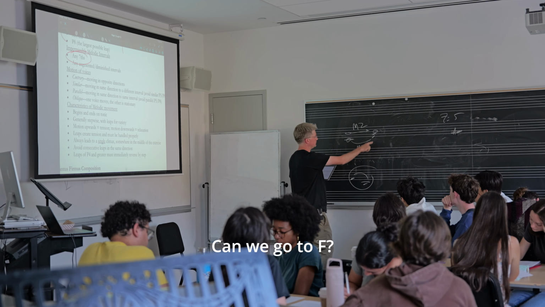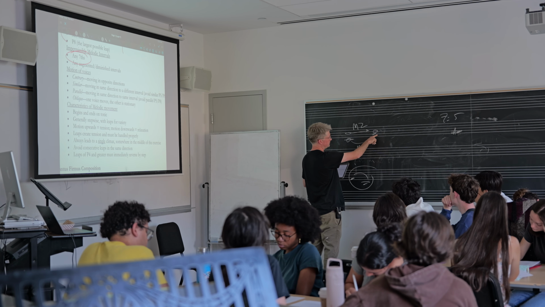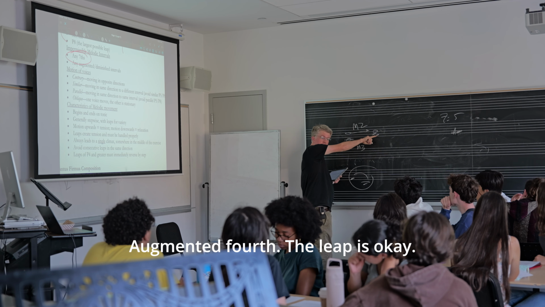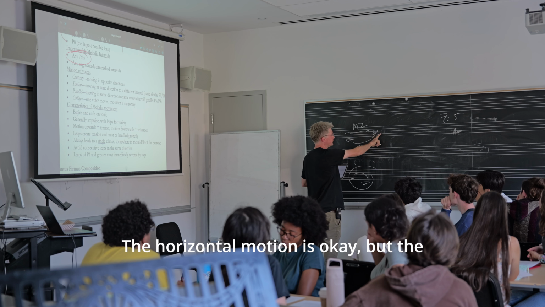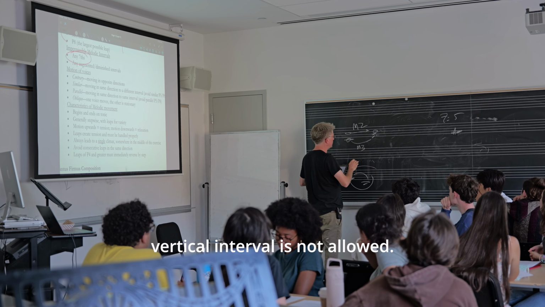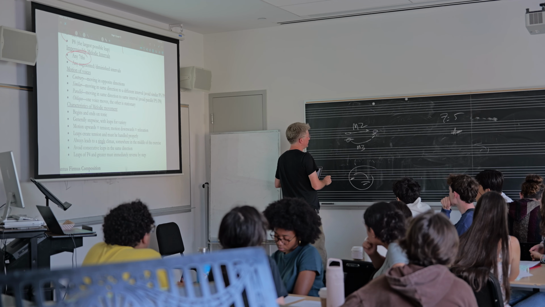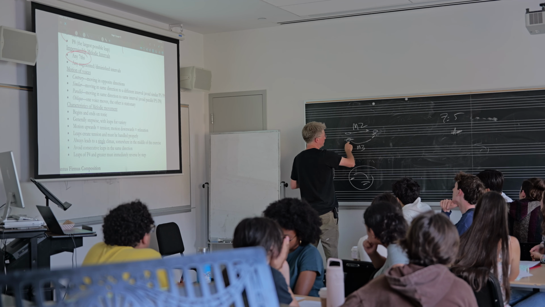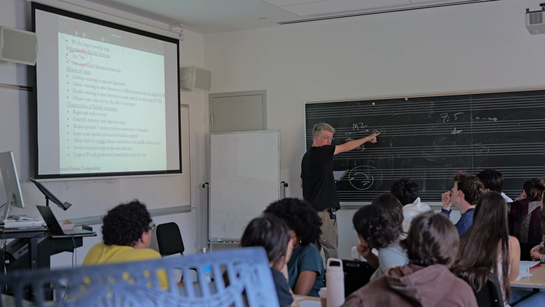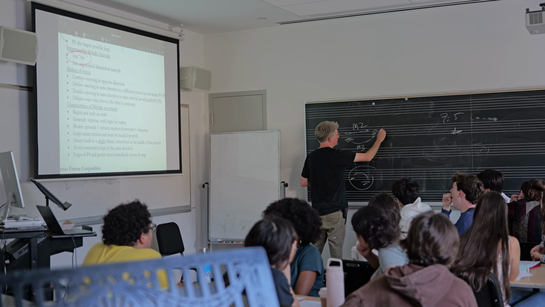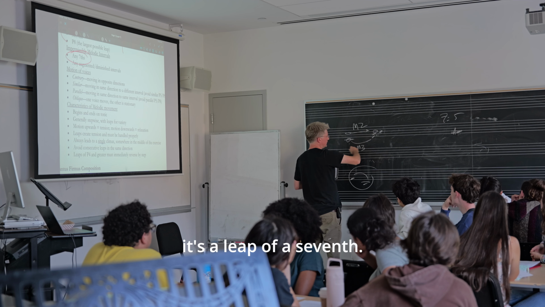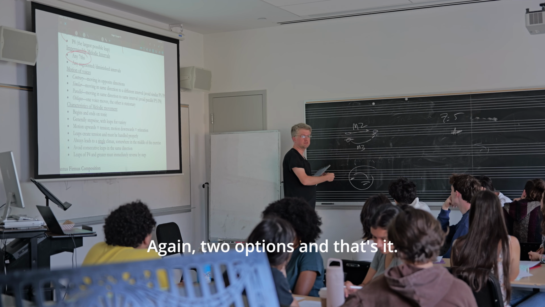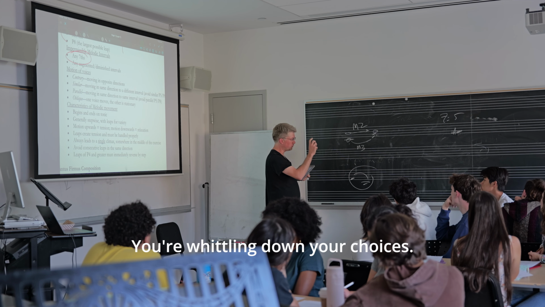All right, can we go to F? No. What interval is that? Augmented fourth. The leap is okay, right? The horizontal motion is okay, but the vertical interval is not allowed. We can't go to an A, because that would make a major second. That's a dissonance. Can we go to a B? No, it's a seventh. I'll talk about unisons in a moment, but it's a leap of a seventh. Okay, so again, two options, and that's it. You're whittling down your choices.